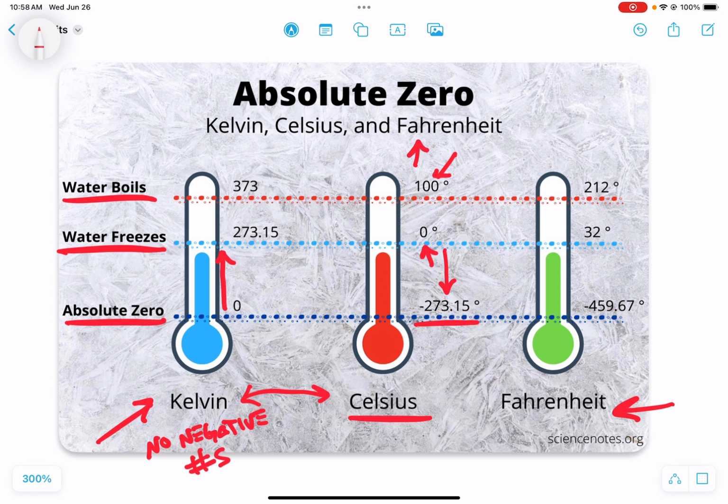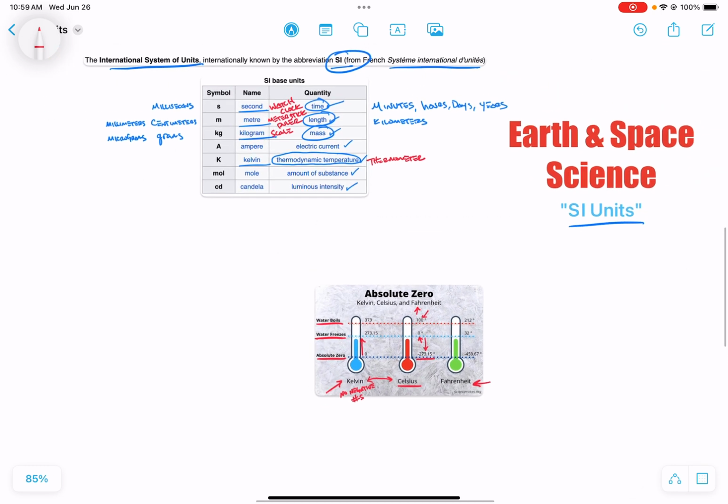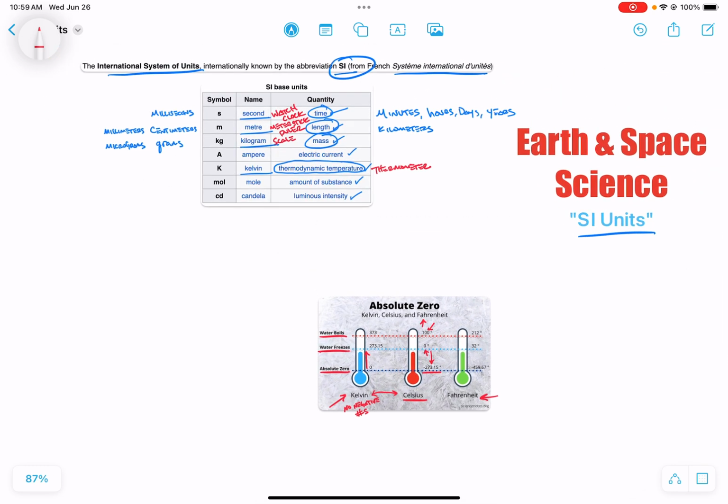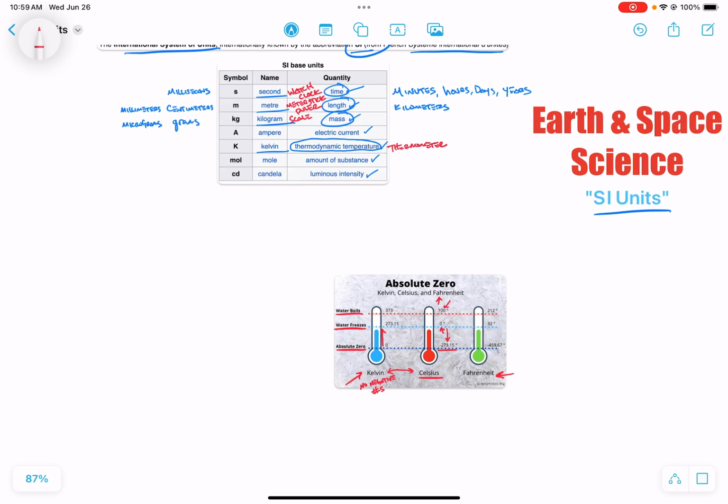So those are the 4 units that you should be familiar with. To recap again, that is time, which is measured in seconds as the base unit, length in meters, mass in kilograms, and temperature, which we are going to focus on Celsius, the Celsius scale.